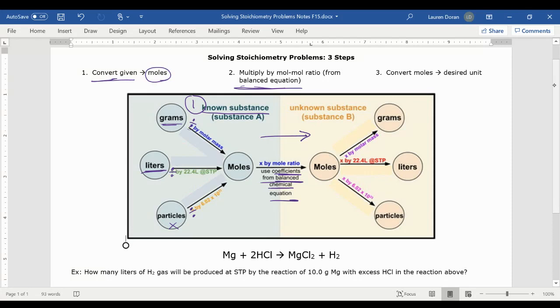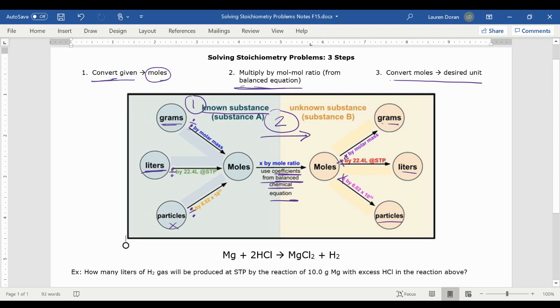Okay, that's step 2. Step 3 is going from moles to desired units. So we have to look at the problem and say, what did the problem actually ask me for? Did it ask me for grams? Did it ask me for liters? Did it for some reason ask me for particles? We don't know, but either way, we will be multiplying by that conversion factor to get us from moles to the desired units.